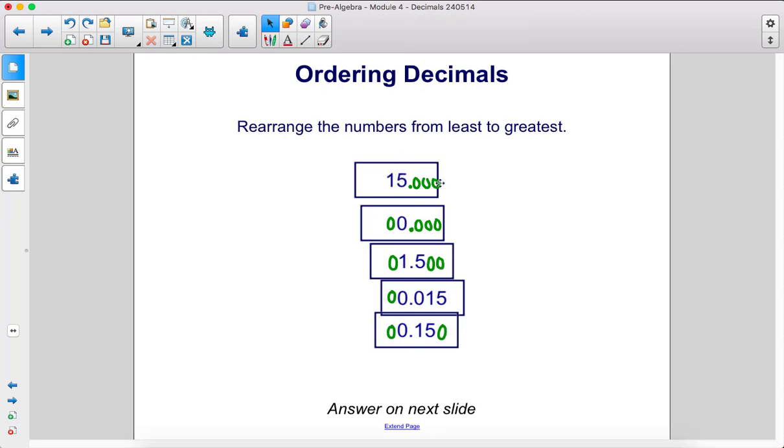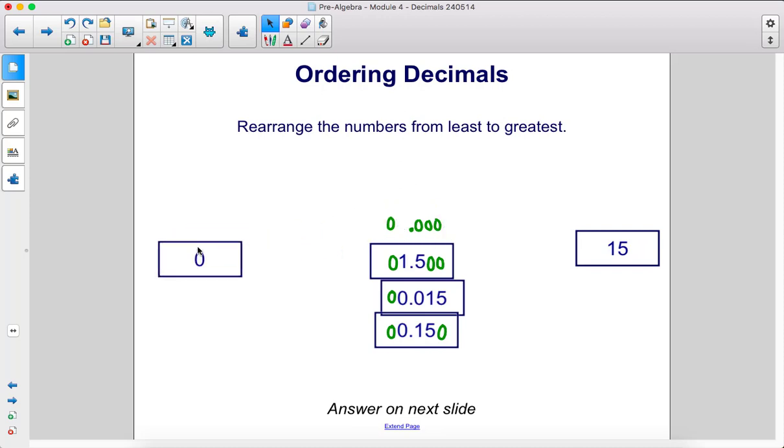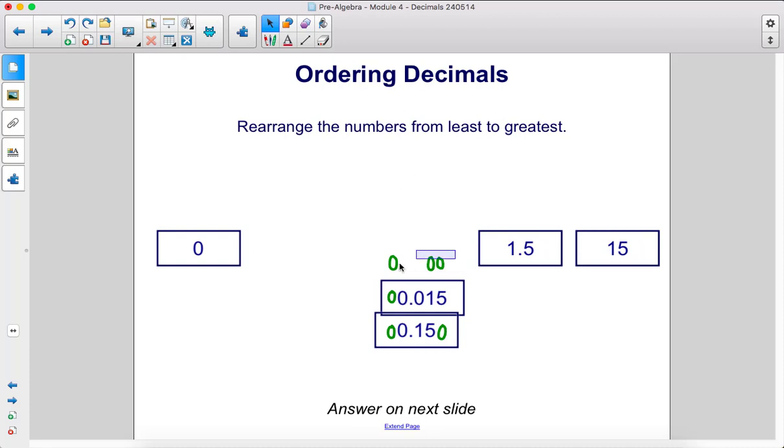So that's the only number that has a 1 in the tens spot. So I'm going to erase those and move the 15 all the way over here to the right. What's the smallest number? That's just 0, right? This has a 0 in every single column, which means definitely the smallest number. It's nothing. And there are no negative numbers, so 0 must be the smallest. All right, now we have 0, 0, zeros. In this column, we have a 1, which means this is the next largest number.